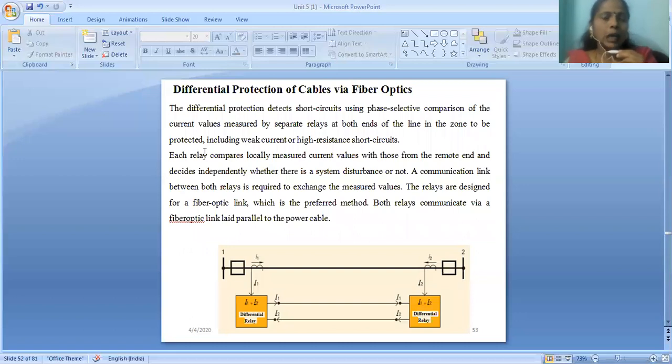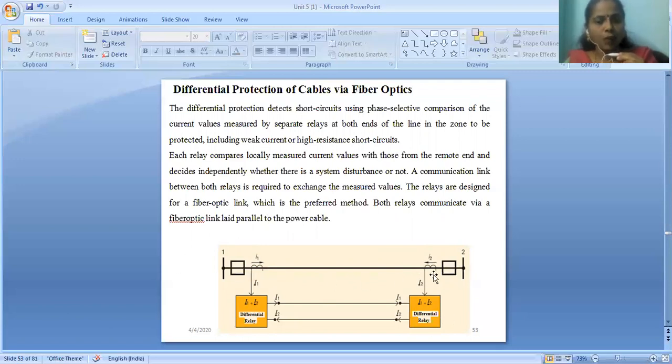Now we'll see how the differential protection of cables is done via fiber optics. This diagram shows that a differential relay has been put in the line. What is the general principle of the differential relay? A differential relay is one which just compares the current from both the ends. Whenever a fault occurs, a differential current of I1 minus I2 will flow through the relay and the relay will act. It just compares the current from both the ends.